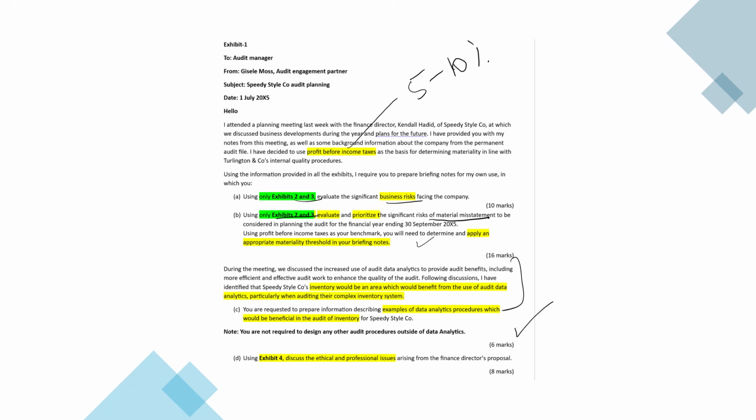But in part C, for 6 marks, I need to design procedures using data analytics for the audit of inventory. The examiner has specified that you're not required to design any other procedures outside of data analytics. So we're going to be using audit software and other data analytic tools to audit inventory. In the last part, using exhibit 4 only, I need to discuss ethical and professional issues for 8 marks. So as I start typing up the answer to part D, I will only have exhibit 4 open in front of me or on the side of the screen.